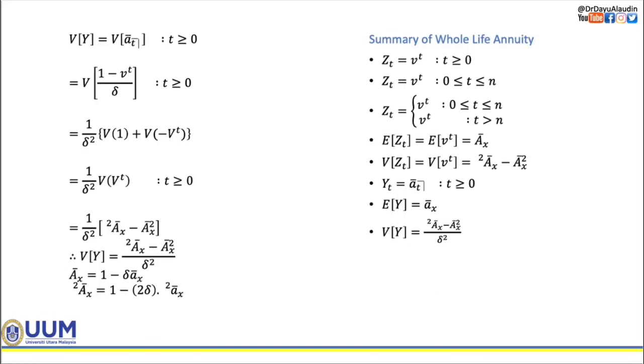And then we can also find the variance. The variance for Y is this one in life insurance. Then we can use this equation, the relationship between annuity and insurance, and we get this one.